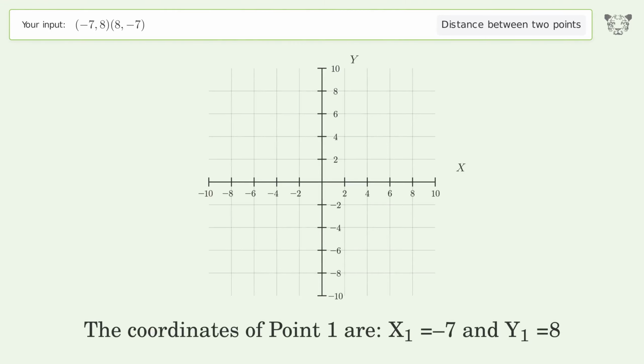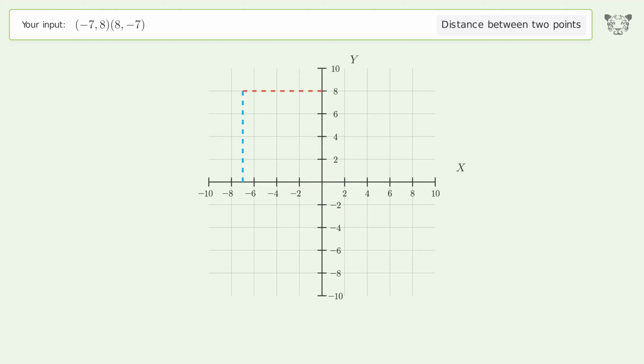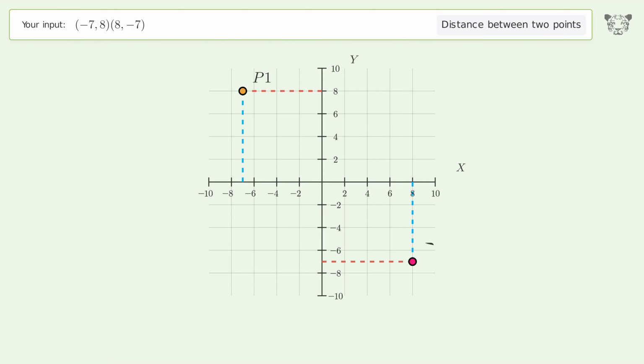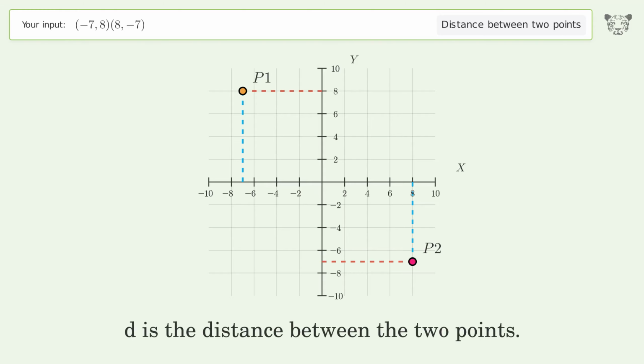The coordinates of point 1 are, x1 equals -7 and y1 equals 8. The coordinates of point 2 are, x2 equals 8 and y2 equals -7. D is the distance between the 2 points.